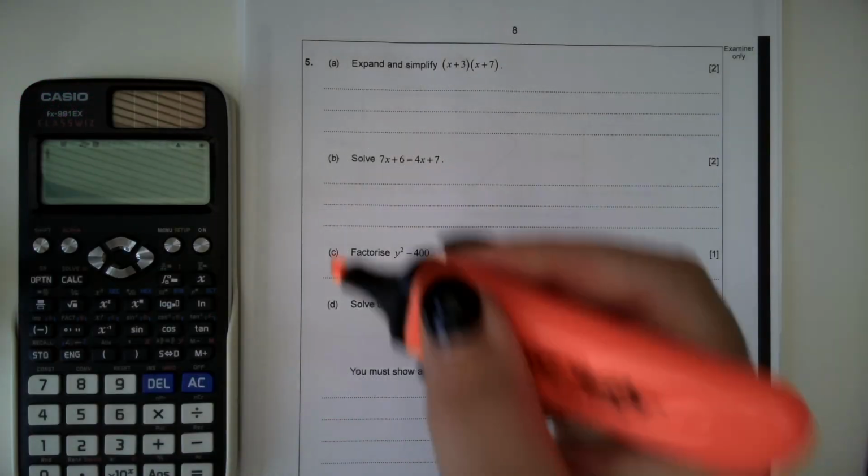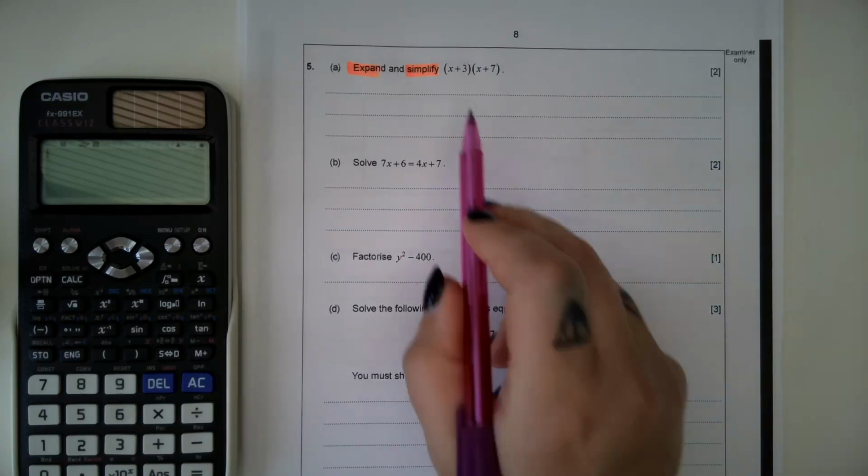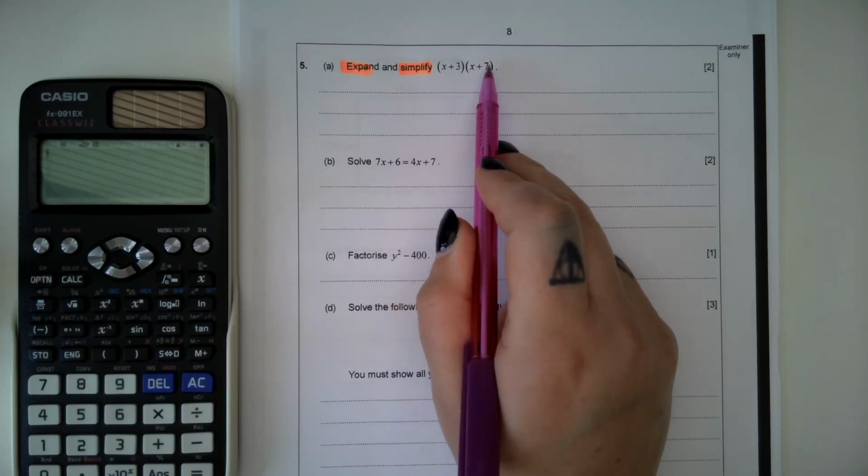5a. Expand and simplify. x add 3 multiplied by x add 7. So there's several different ways you can expand double brackets. I'm just going to use arrows to make sure that everything in this bracket gets multiplied by everything in this bracket.